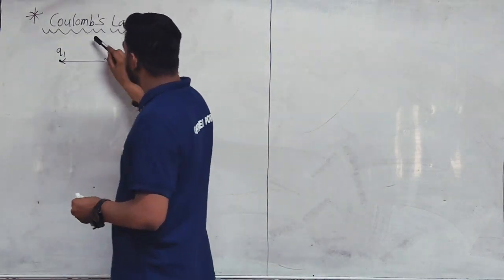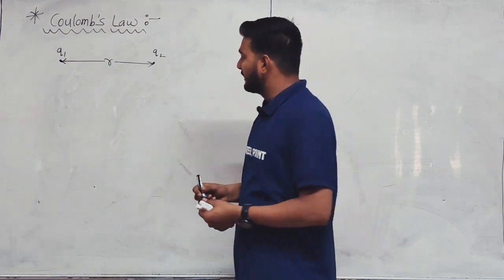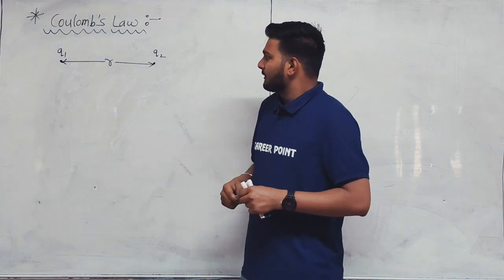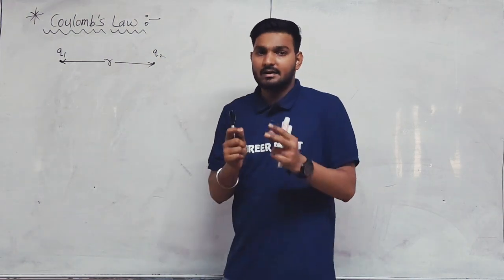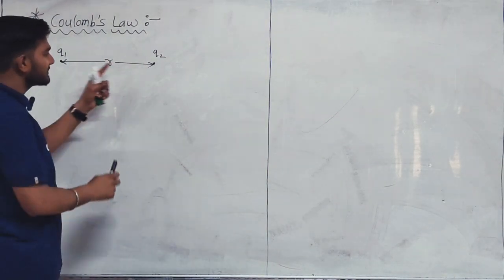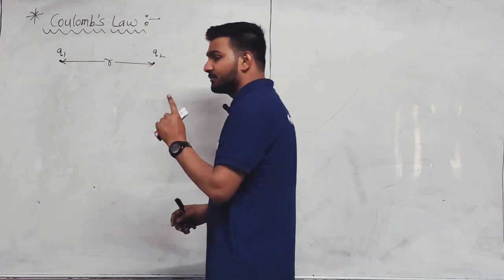According to Coulomb, the electrostatic force, electrostatic means the charges should be at rest. This law is only applicable when these two charges are at rest. If this charge is at rest and this is moving, then also this law is applicable. One charge at least should be at rest.